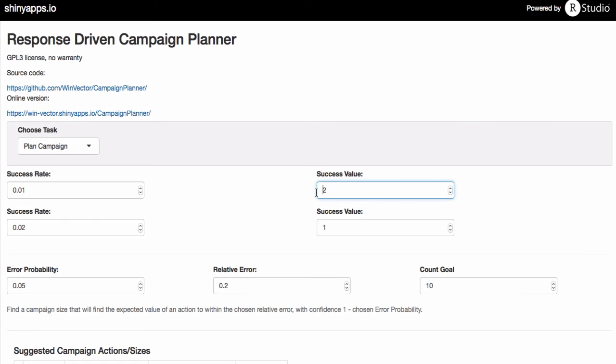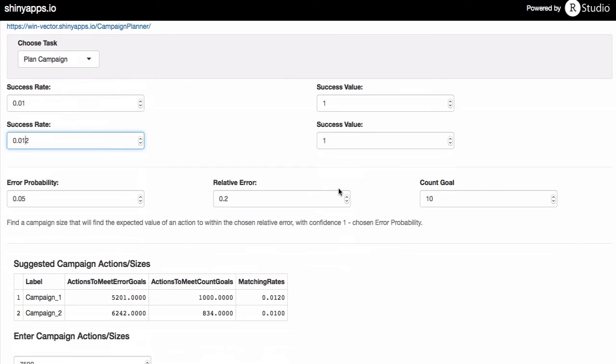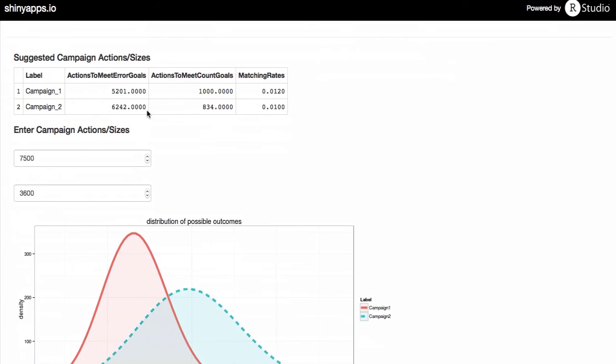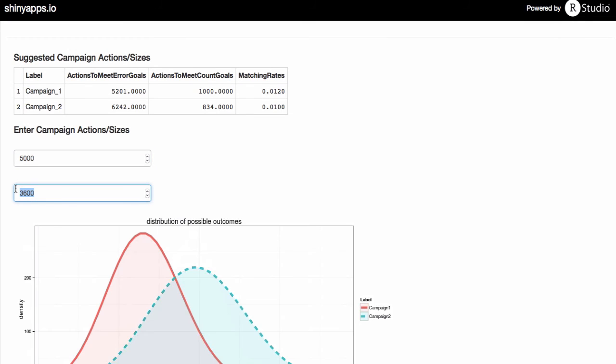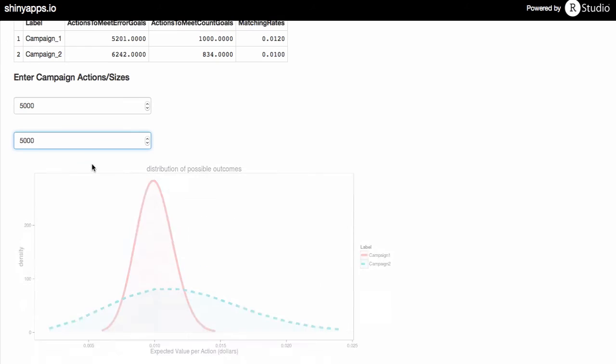We've sort of been looking at a negative or null case for this sort of testing. Let's actually look at a pair of campaigns where we're positing they may actually have different expected values. Let's make the first campaign convert at a 1% rate, and the second campaign convert at a 1.2% rate, both with the same per success value. Then the planning sheet says a good plan is to put about 5,000 actions on each campaign. We're going to use that instead of the lesser actions to meet count goals. We're going to try to get a nice clean measurement of the value of each campaign.